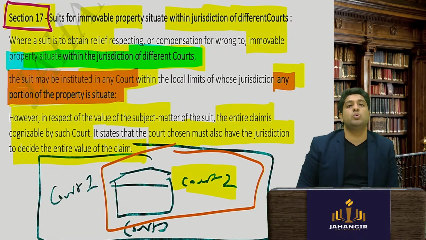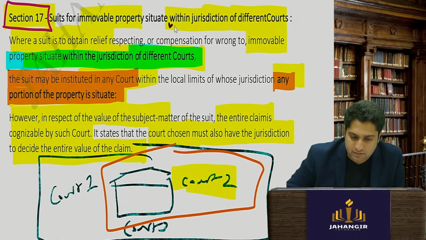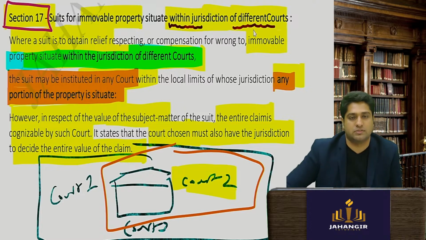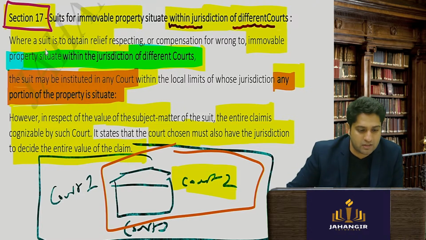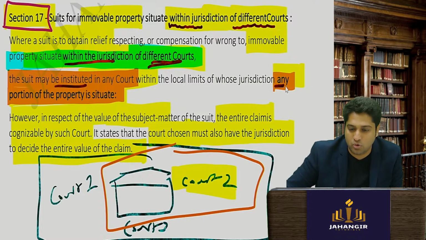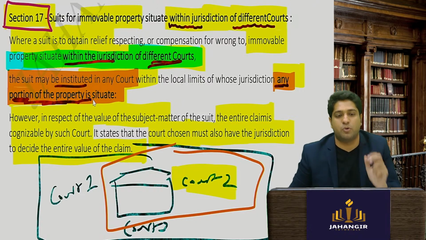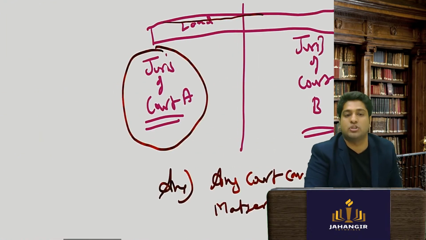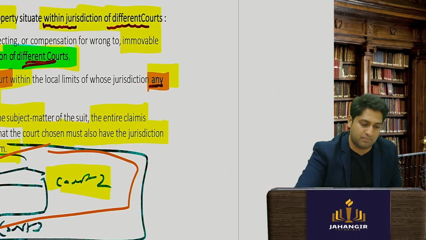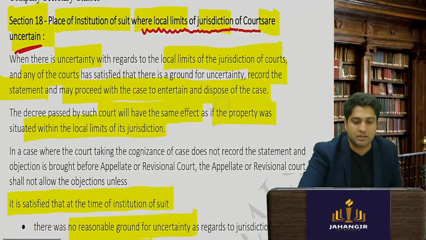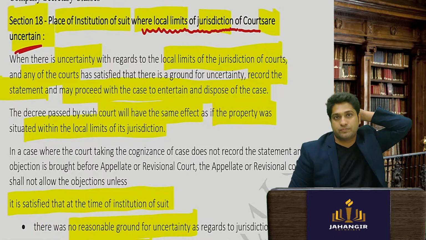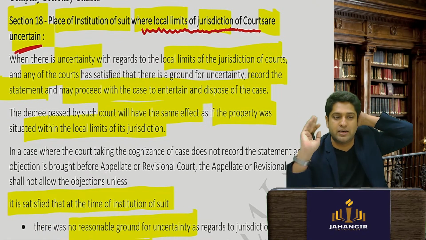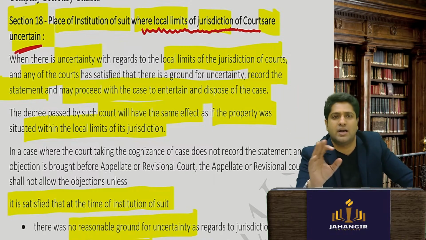Now, it is a suit for immovable property within the jurisdiction of different courts. Where a suit is for relief within the jurisdiction of different courts, the suit may be instituted in the court within whose jurisdiction any portion of the property is situated. So even a little bit of the portion is there, then that court can take up the matter. And the interesting thing is, the value will also be the full value. It won't be that I take my half and he takes his half. Any court can take up the full value.